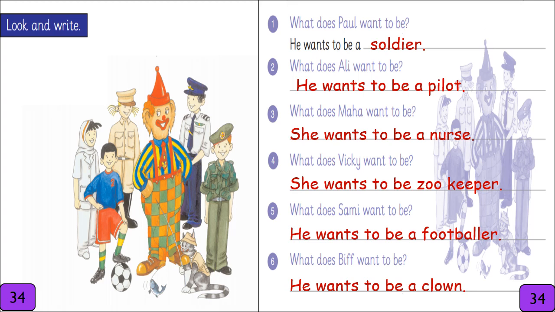Number 5. What does Sammy want to be? He wants to be a footballer. Number 6 and the last one. What does Beth want to be? He wants to be a clown.